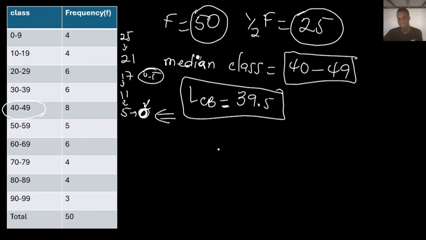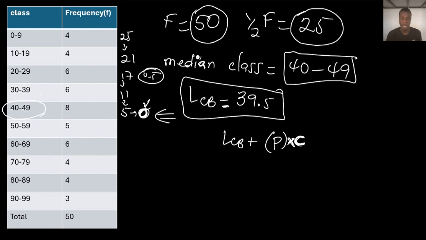So we are trying to find the median, right? It's the same thing. We need to find the lower class boundary plus a proportion of the class size. Remember that from the mode class. So there will be a proportion P here, and we need to find that proportion times the class size.